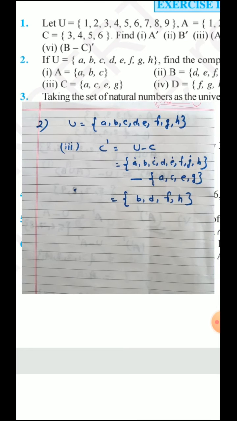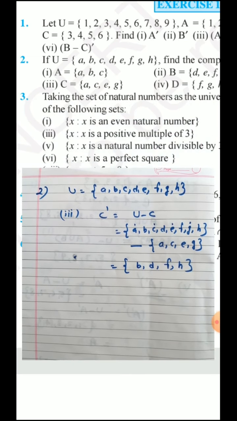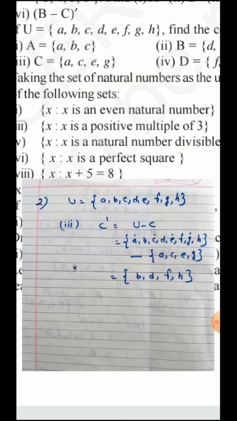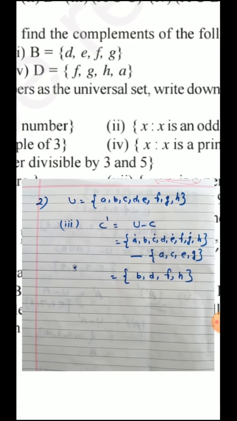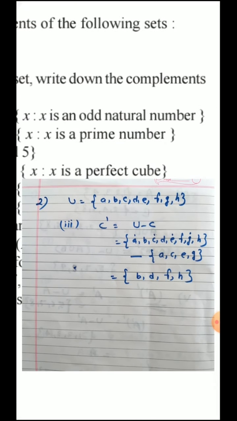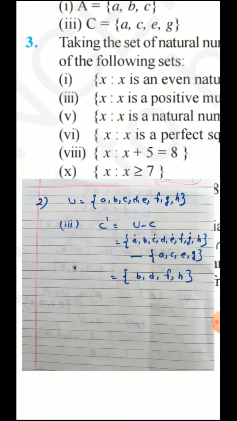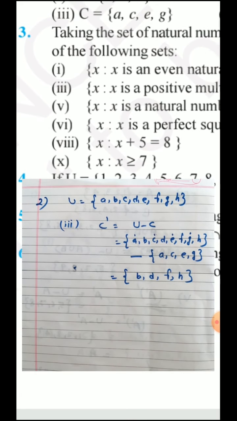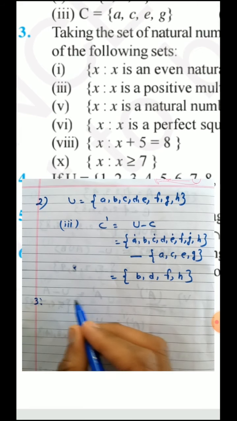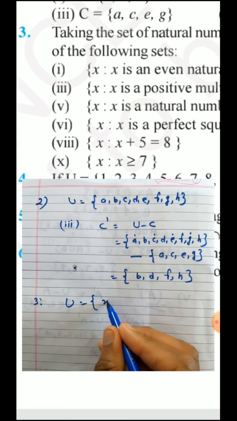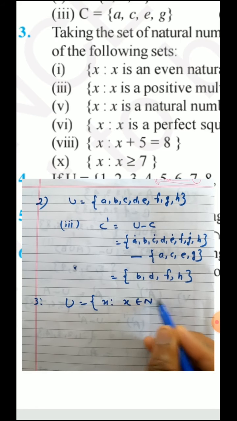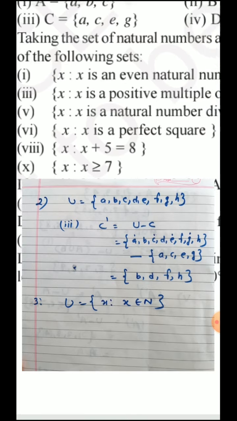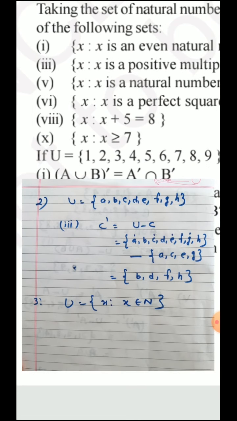Now come to question number third. In question number third, taking the set of natural numbers as universal set, write the complement of the following. We have been given a universal set, the set of natural numbers. Means in question number third, U equals X such that X belongs to natural numbers, in set builder form like that. So you have to write the complement of the following.